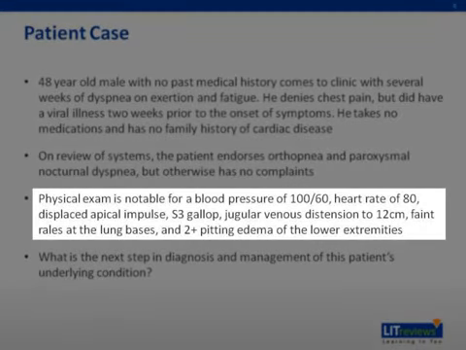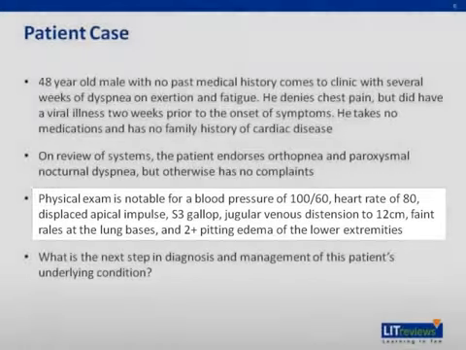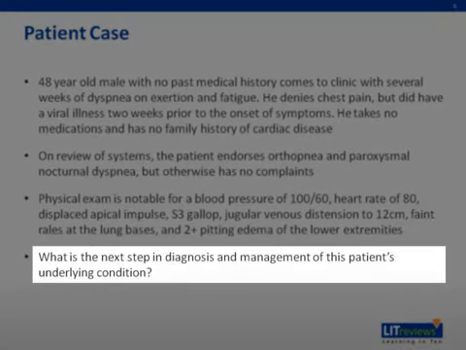Physical exam is notable for a blood pressure of 100/60, heart rate of 80, a displaced apical impulse, S3 gallop, jugular venous distension of 12 centimeters, faint rales at the lung bases, and 2+ pitting edema of the lower extremities. What is the next step in diagnosis and management of this patient's underlying condition?